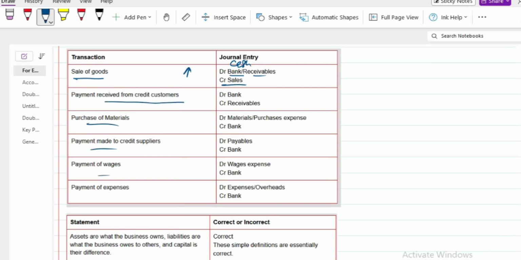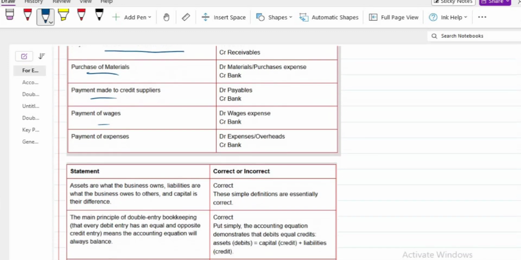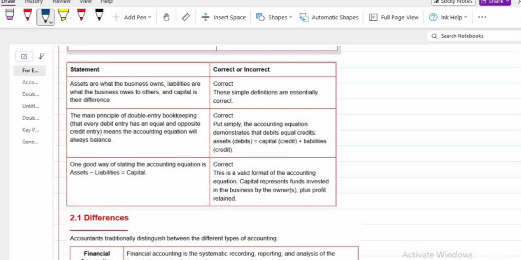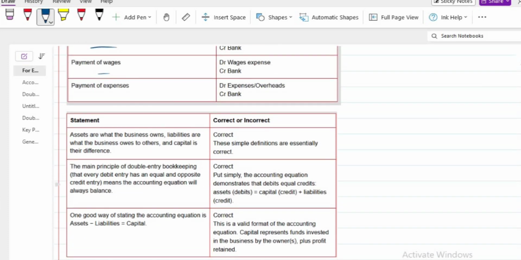Okay. Now here is a question. Assets are what a business owns, liabilities are what a business owes to others, and capital is the difference. These simple definitions are essentially correct. This is the correct statement. Asset is what the business owns, and we have an equation, if you remember, that assets equal liabilities plus equity. Yeah. Now, the main principle of double entry accounting is that every debit entry has an equal and opposite entry, which means the accounting equation will always be balanced.